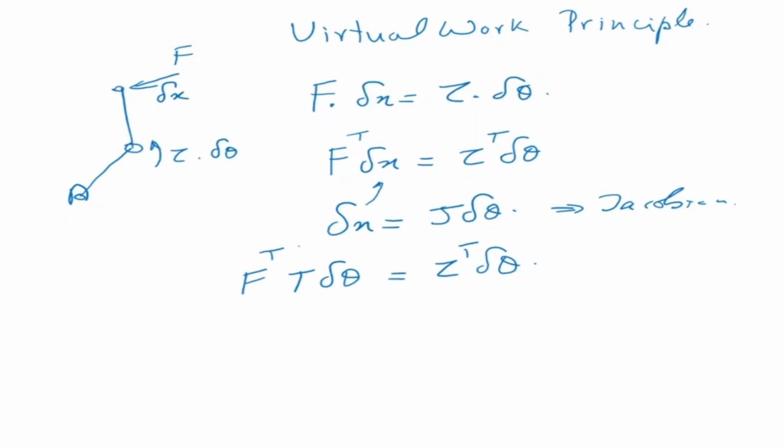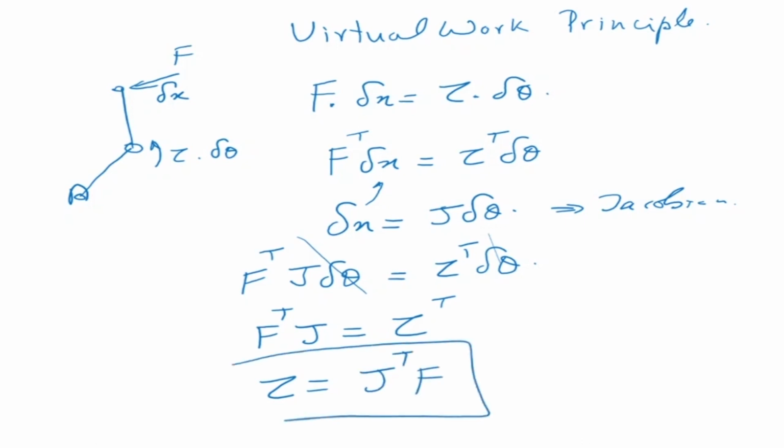Now what we can do is cancel del theta on both sides. So now what we are getting is F transpose into J is equal to tau transpose. So if we take the transpose of both sides, then what we get is tau is equal to J transpose into F. So this is a very, very important result, which tells us that the joint torque is equal to the Jacobian transpose into the force acting at the end effector.